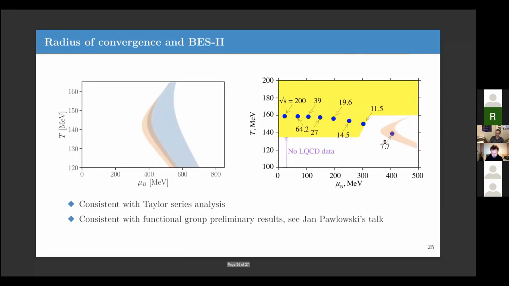Okay, so if I would show this in comparison to the known lattice QCD constraint, it is non-trivially consistent with that, on this scale. And additionally, it is consistent with the functional renormalization group preliminary results, which were shown in Jan Pawlowski's talk. So I think that his numbers were about 107 and 635. So the critical point he was discussing is located somewhere over here. And it is non-trivially, as I said, this has to be smoothly connected to this band, okay? Because the radius of convergence will eventually hit the critical endpoint.